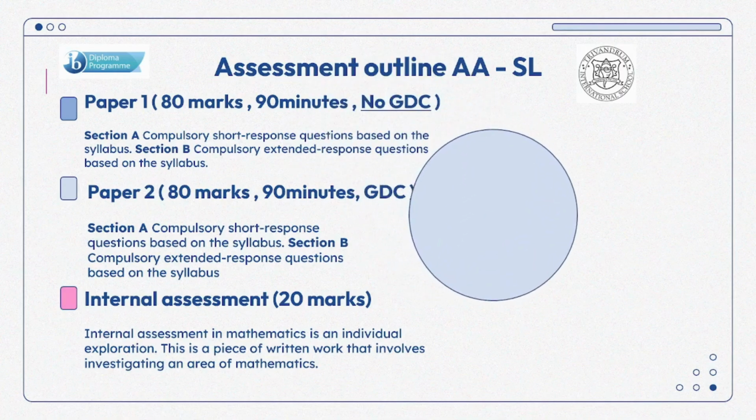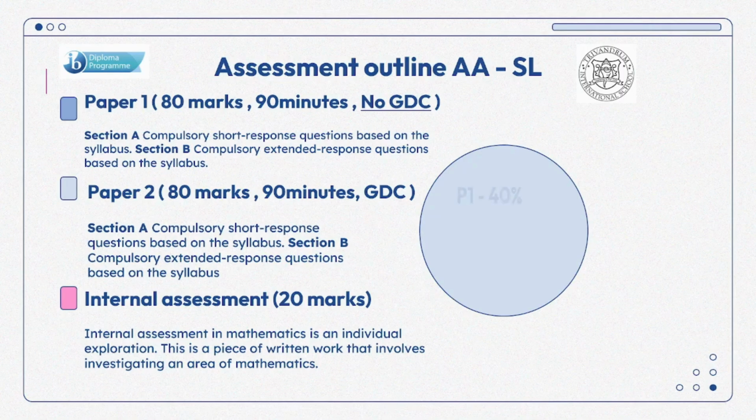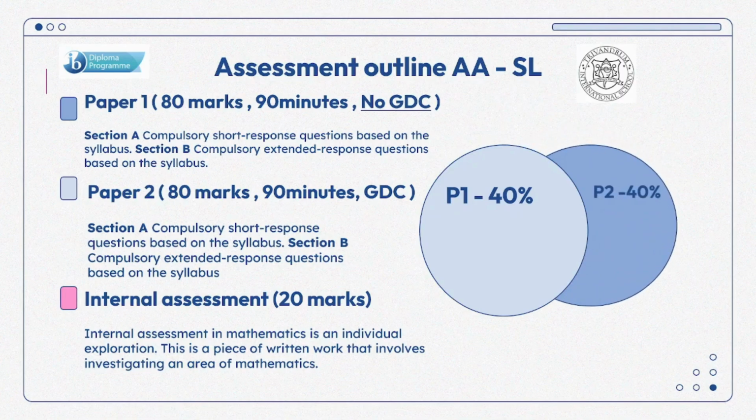And the weightage for each paper and IA are: paper 1 40%, paper 2 40%, and internal assessment, or commonly known as IA, 20%. That makes up the 100% marks for AASL.